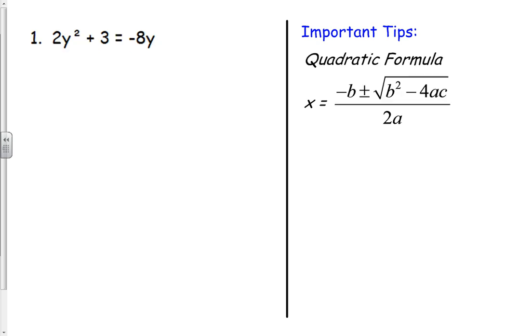Quadratic formula. So the quadratic formula is shown to the right. And this is what you want to use when you cannot factor. So I always try first. And again, you see y squared, you see y, automatic. You're thinking, yeah, I'm going to get everything on one side. So I'm going to add this 8y to both sides. I get 2y squared plus 8y plus 3 equals 0. And I try to factor.